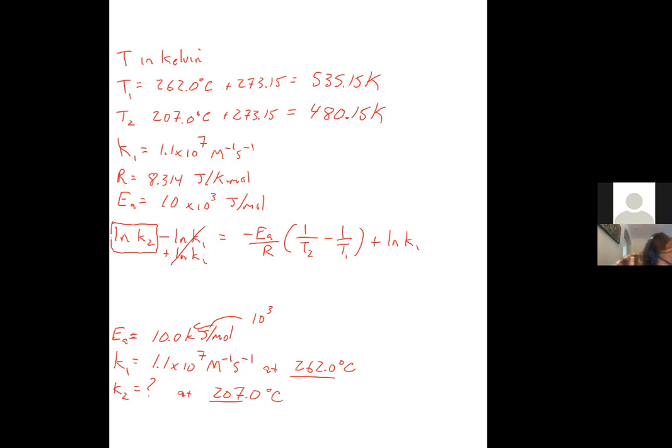So now we have minus E sub A over R. So minus 10, where did I put that? 10 kilojoules per mole. Oh, I put it up here, sorry. 10 times 10 to the 3, okay? That's 10,000. So you can go ahead and put 10,000.